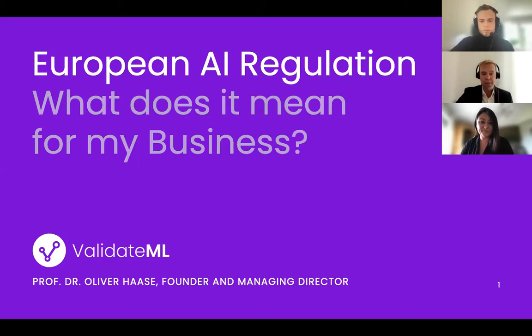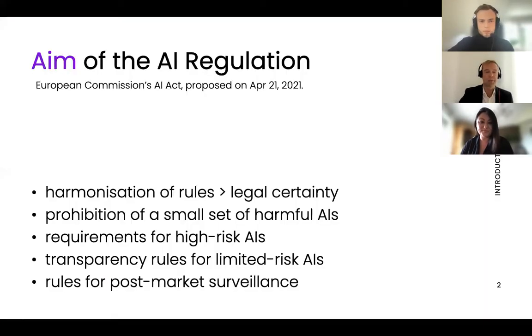A good start to talk about this regulation is to take a first look at the aim of the AI regulation. The main aim for the European Commission was to avoid national legislation on AI regulation, but instead come up with a harmonized set of rules with the intention to increase the legal certainty for everybody who has to do with these AIs, and that's manufacturers, users, as well as the affected EU citizens.